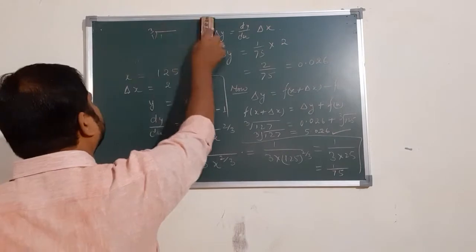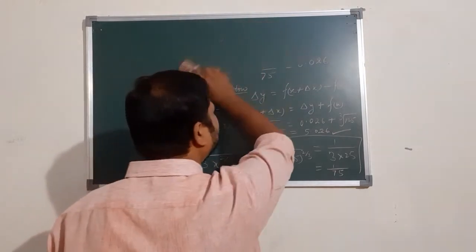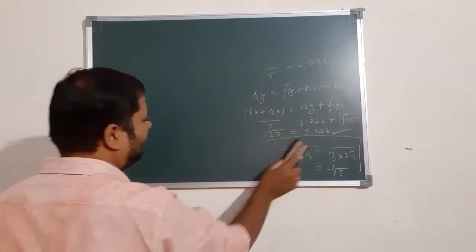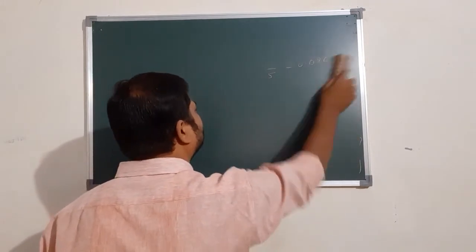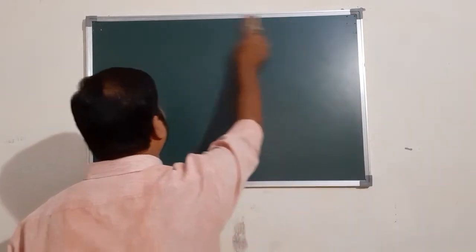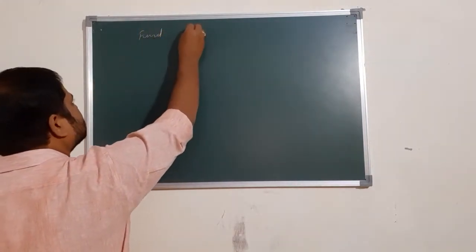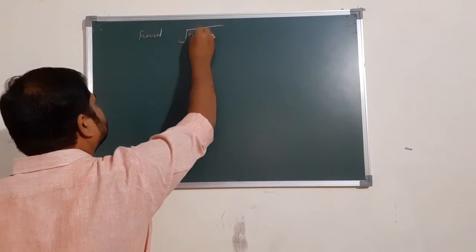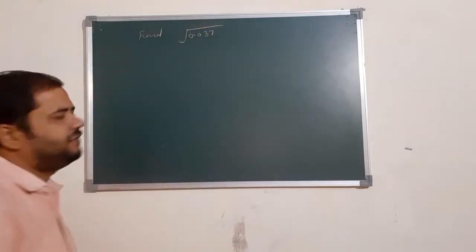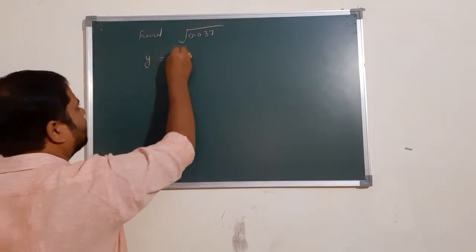Now, next one: find the approximate value of square root of 0.037. Find the approximate value of square root of 0.037. Okay, so this is 0.037. That means we have to consider y as a square root of x function.